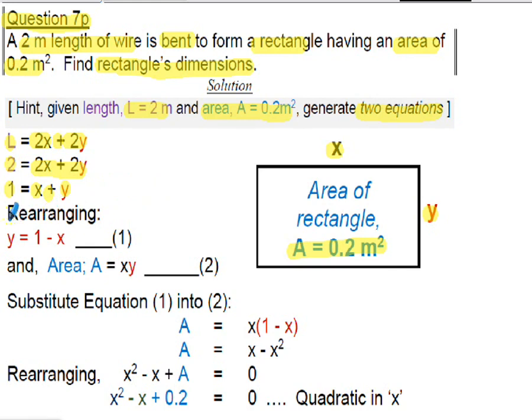All I'm doing on the next line is rearranging the equation to make y the subject, so in this case I will subtract x from both sides, so therefore y is equal to 1 minus x. And I've called that equation 1. It's based on the perimeter length.